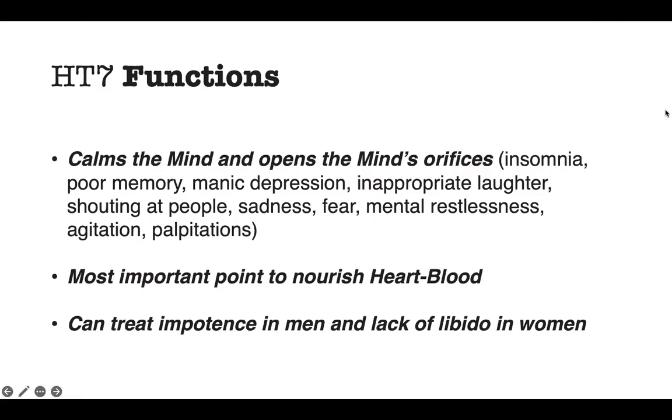Functions of heart 7. Calms the mind and opens the mind's orifices. So heart 7 is particularly useful for insomnia, poor memory, manic depression, inappropriate laughter, shouting at people, sadness, fear, mental restlessness, agitation, and palpitations. Heart 7 is the most important point to nourish heart blood. It can treat impotence in men and lack of libido in women.